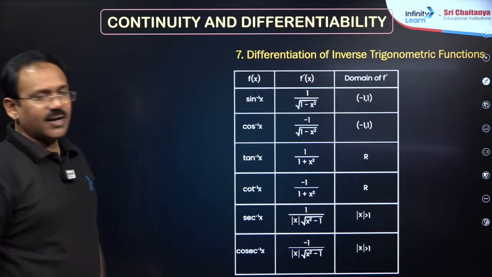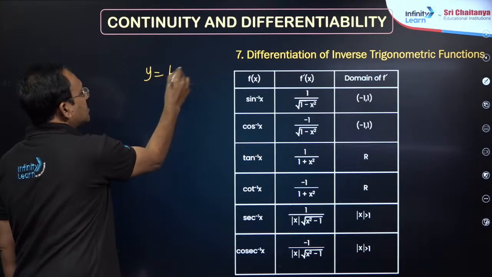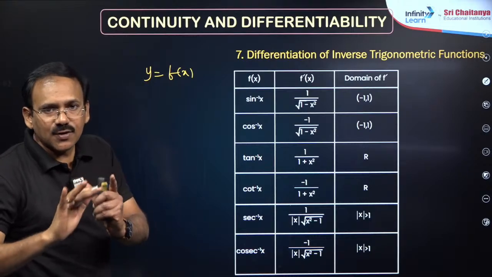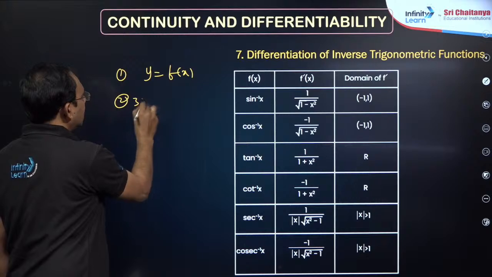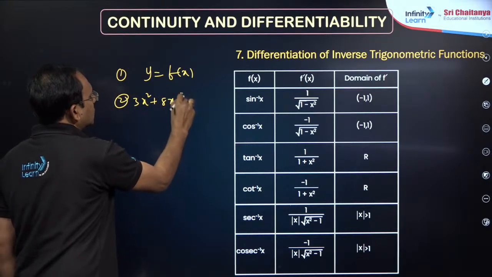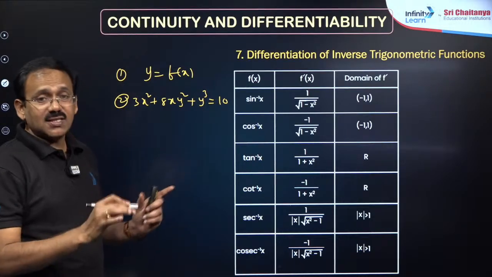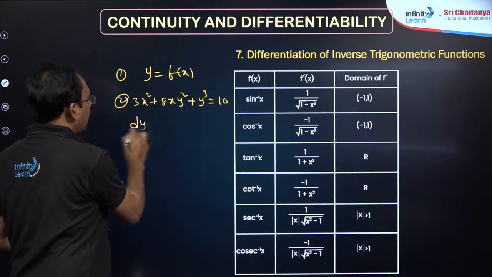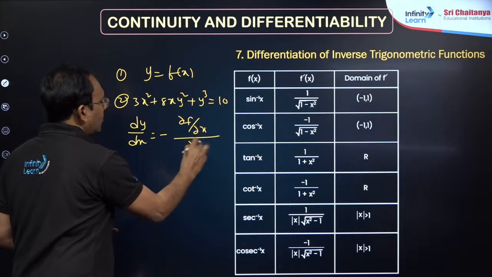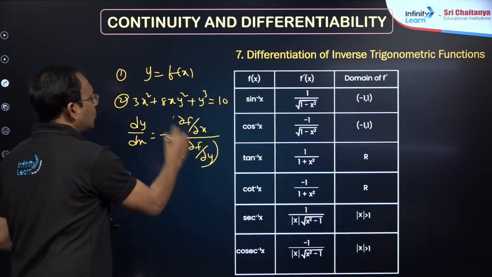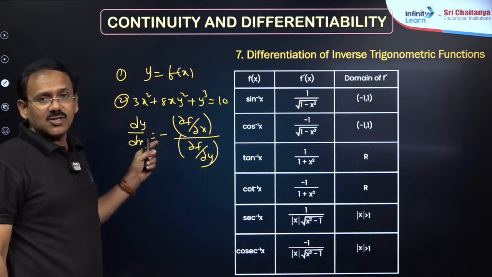So in differentiation, my dear friends, the first one is explicit differentiation. The function is like y is equal to f of x, and you can take the derivative directly. The second model is implicit differentiation, like 3x square plus 8xy square plus y cube is equal to 10, where x and y are mixed. Here we have a shortcut: dy by dx is minus dou f by dou x divided by dou f by dou y. This is a shortcut to find the derivative easily, my dear friends. Yes, this is what we call implicit differentiation.